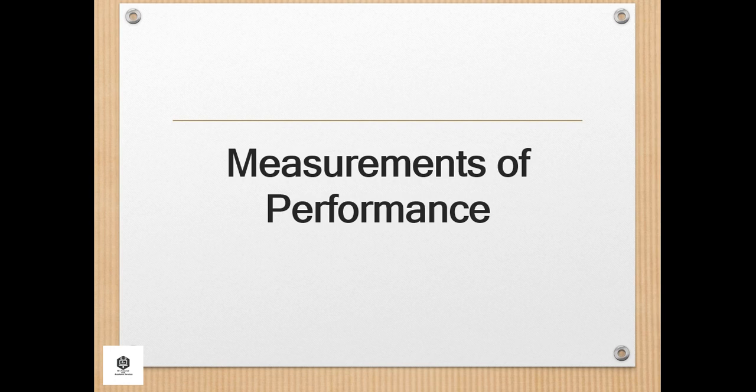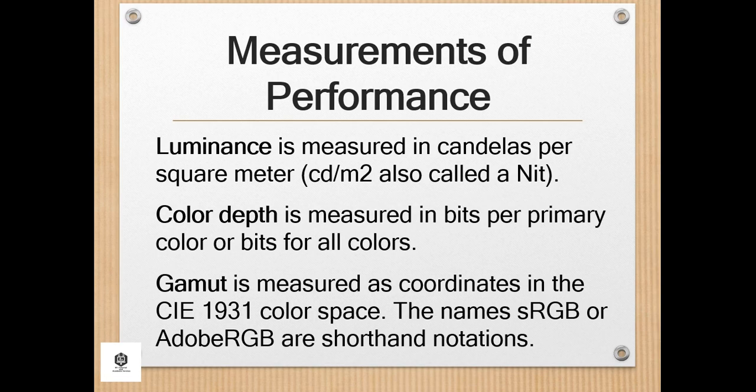There are also measurements of performance. The performance of a monitor is measured by the following parameters. Luminance. Luminance is measured in candelas per square meter, also called a nit. Color depth. Color depth is measured in bits per primary color or bits for all colors. Gamut. Gamut is measured as coordinates in the CIE 1931 color space. The names sRGB or Adobe RGB are shorthand notations.